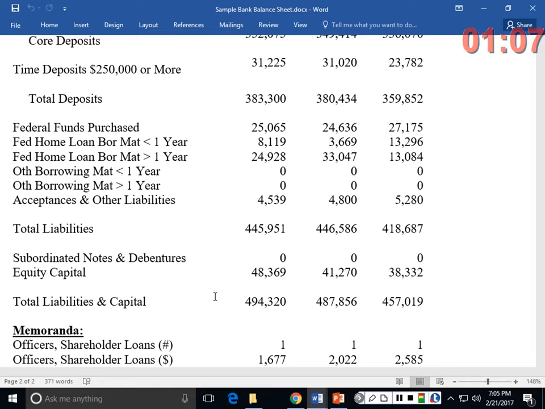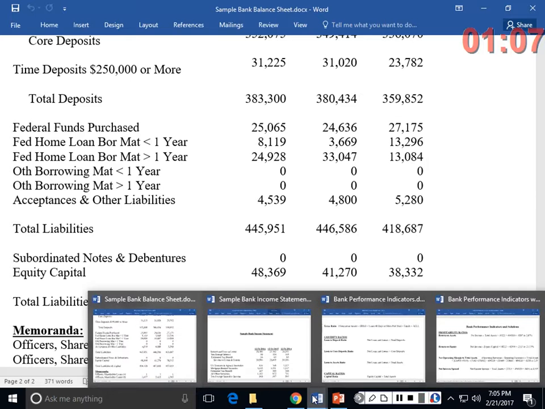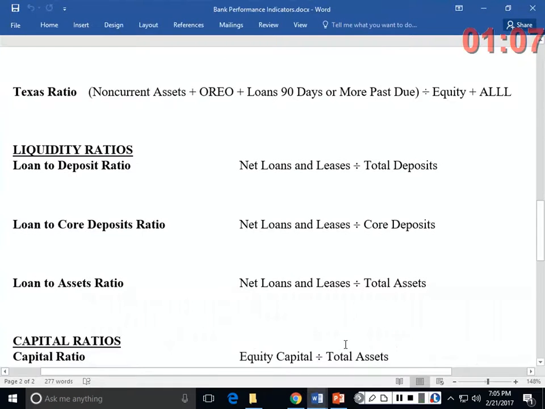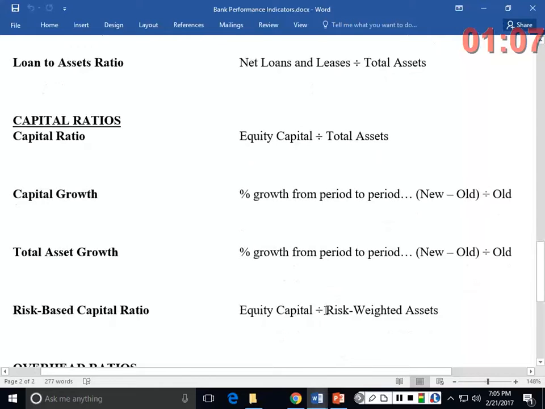A couple of you have asked about this, and it's really good to know in general: how to calculate a percentage change. If you go to your capital ratios, we've got one for capital growth and one for total asset growth. For capital growth, it says the percentage growth from period to period, the new minus the old divided by the old. That works for any percentage change.